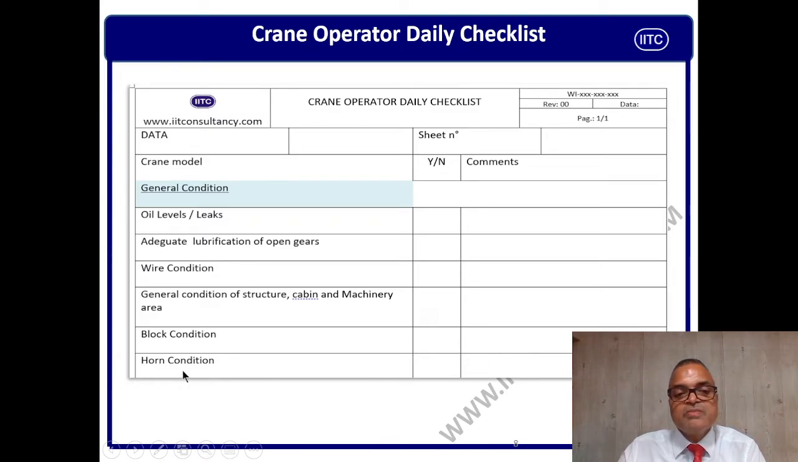Horn condition. The horn is a very essential part to warn people who are working around. So it must be in good condition. It must be audible at far locations. So you can put accordingly.